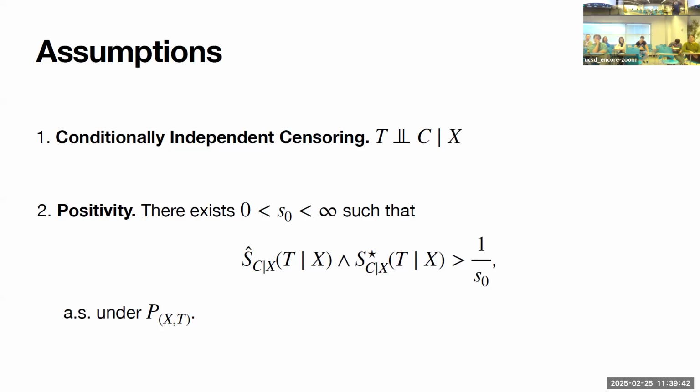Okay, the second one is positivity. Essentially what it assumes is that the survival curve for both censoring, oops, there's a typo here, sorry about that. One of them should be T. I have two C's here. So both survival curves are bounded away from 0.